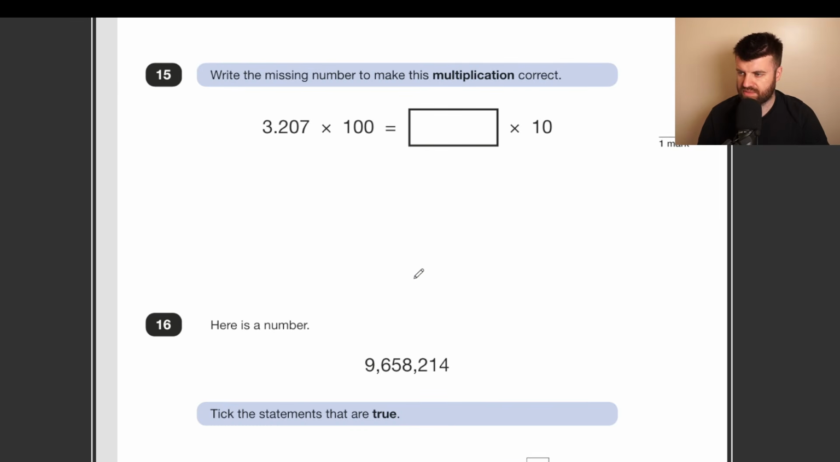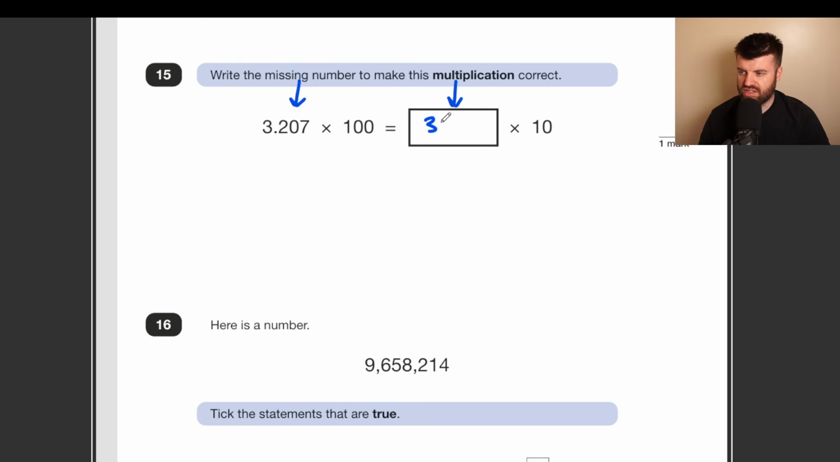Question 15, write the missing number to make this multiplication correct. This was a question type that I looked at before the SATs. If you want to go and take a look at my previous videos, which was how to very quickly answer questions without having to do lots of working out. This is an example here. We have a number times 100 is the same as a number multiplied by 10. So what we know here is that we're only multiplying by 10. This must be 10 times bigger. Whatever we start with here must be 10 times bigger of what we started with there.